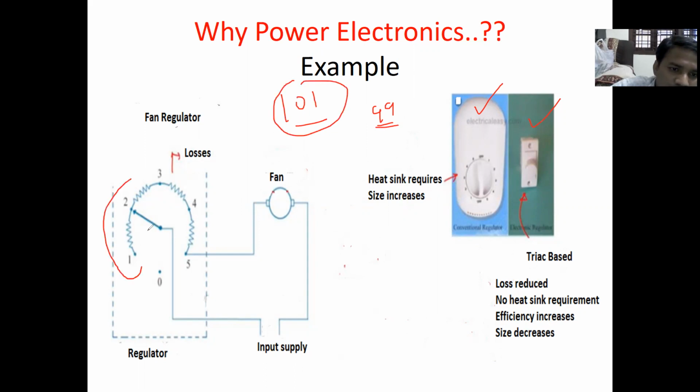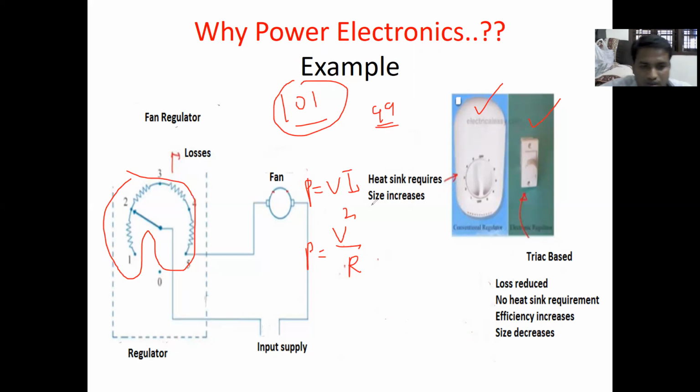By making use of this resistor, there will be power loss, that is V square by R. We know that power P is equal to V square by R, or P is equal to VI. How did we get it? I is replaced by V by R, V by R into V is V square by R. So this is the power loss. Likewise the power loss is more. If power loss is more, then heat loss is more, because power loss is nothing but heat loss. So some heat sink is required. If a heat sink is required, the size of that regulator is also increased.